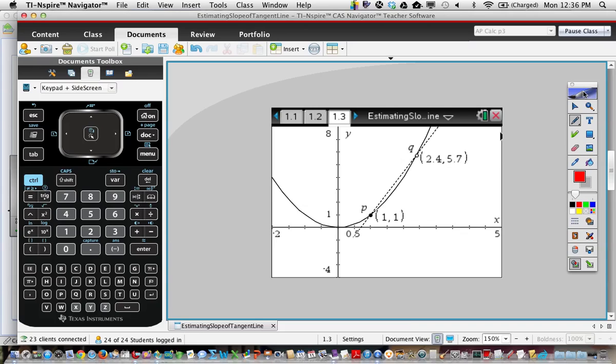All right. So let's take a look at this document that I sent to you. You should be on the page that says 1.3. Okay, yeah, it's estimating slope of the tangent line, I think is the name of it. Estimating slope of the tangent line.